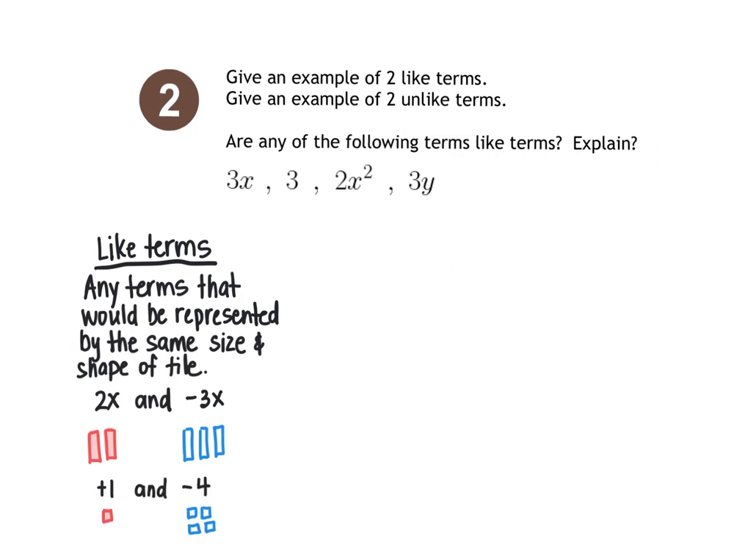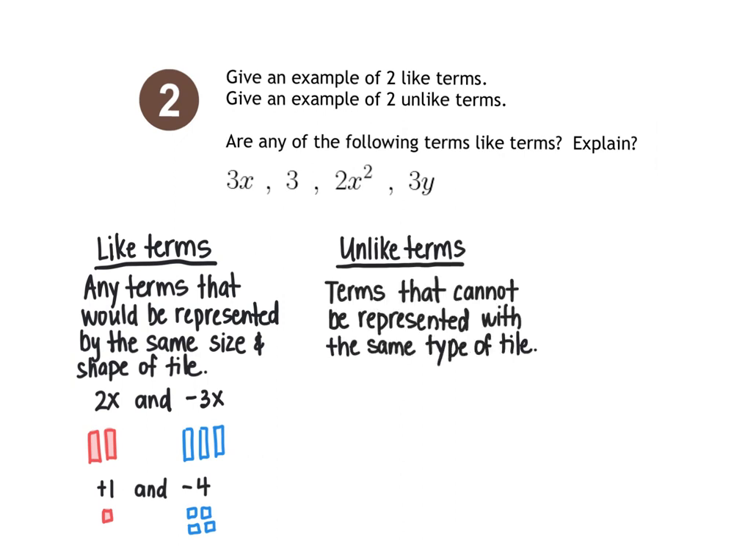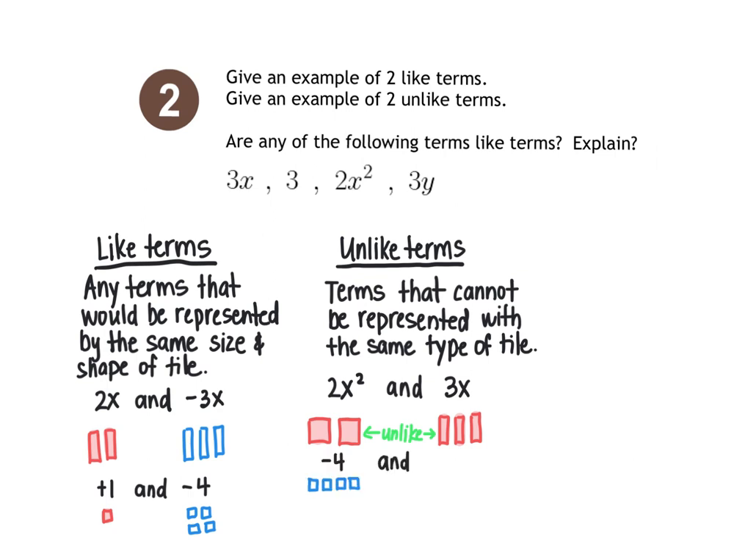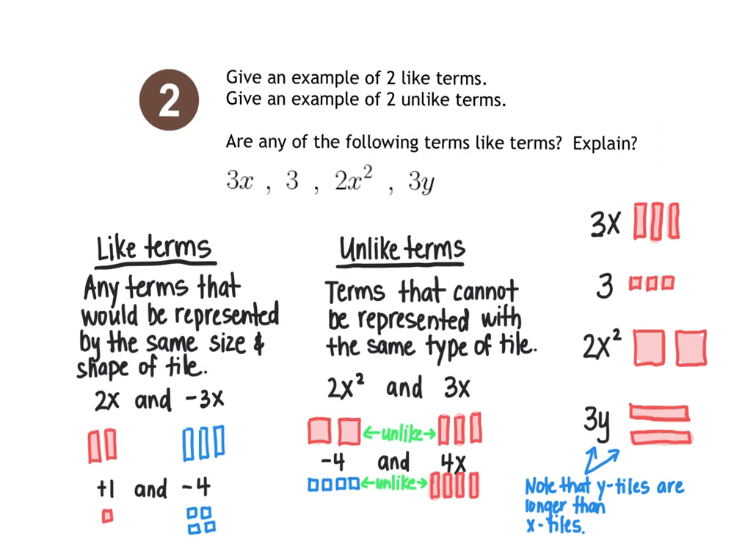Unlike terms, on the other hand, would be two terms that cannot be represented with the same type of tile. Perhaps 2x squared and 3x. Those are unlike terms. We could also say that negative 4 is unlike 4x. You can see because they're not the same type of tile. With respect to the question asking if there are any like terms in the set provided, we can see that there are not, in fact, any like terms that would be represented with the same size and shape of tile. So all of those terms are unlike terms.